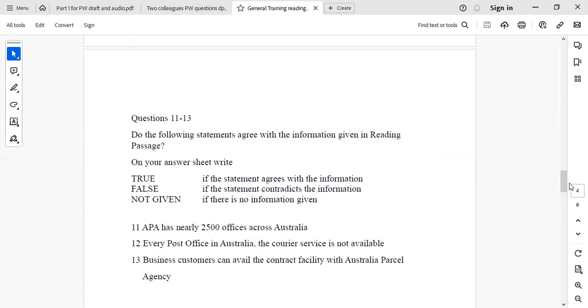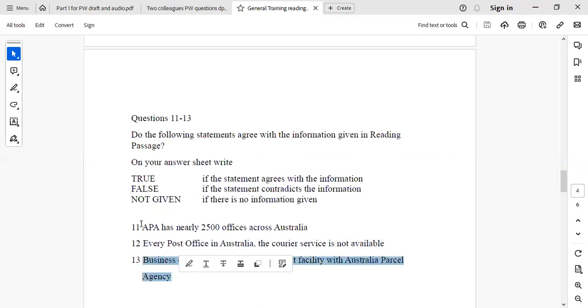Second question type. Let's see what this is. This is questions 11 to 13. Do the following statements agree with the information given in the reading passage? Now you have to see the statements, whether true, false, or not given. What do you mean by that? The statements are given here. So you have three different statements. This is statement number one. This is statement number two. This is statement number three.